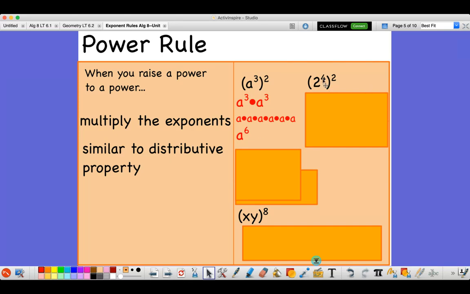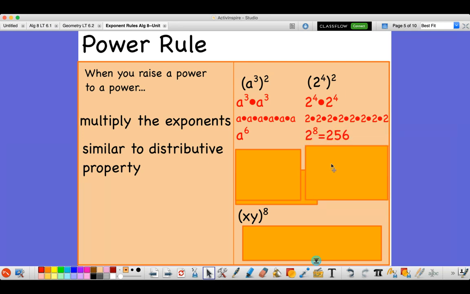Let's look at 2 to the fourth to the second power. This exponent tells us how many 2 to the fourths we have. So we have 2 to the fourths. If we expand it, that's 8 2's altogether. So 2 to the eighth, which is 256.